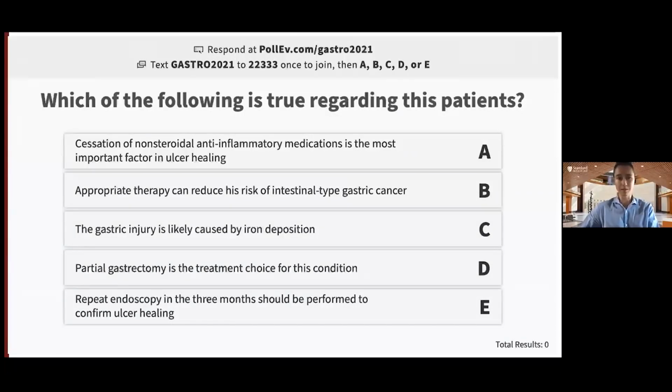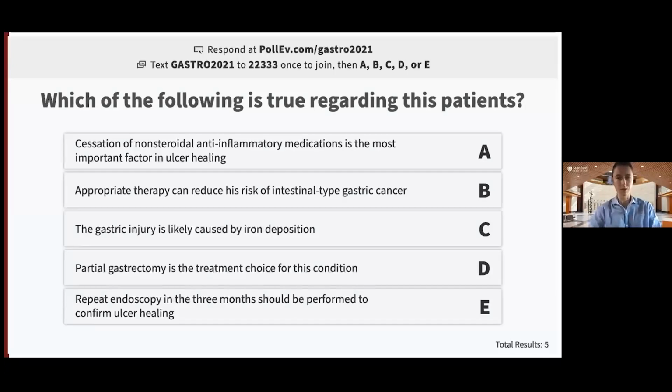A, cessation of NSAID medications is the most important factor in ulcer healing. B, appropriate therapy can reduce his risk of intestinal type gastric cancer. C, the gastric injury is likely caused by iron deposition. D, partial gastrectomy is the treatment of choice for his condition. And E, repeat endoscopy in 3 months should be performed to confirm ulcer healing.